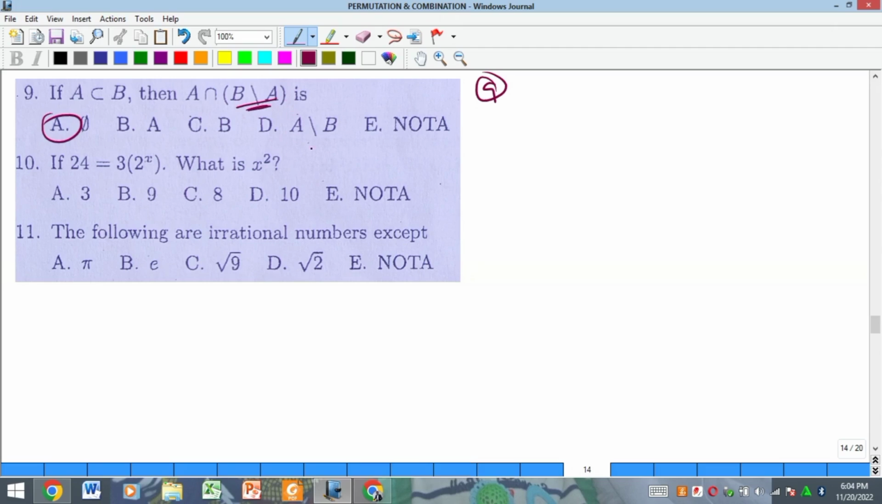And so we go to number 10 quickly. So here, we divide both sides by 3. If you divide here by 3, you get 8, so that you can clear this 3 here. And then you divide that side, you get 2 raised to power x.